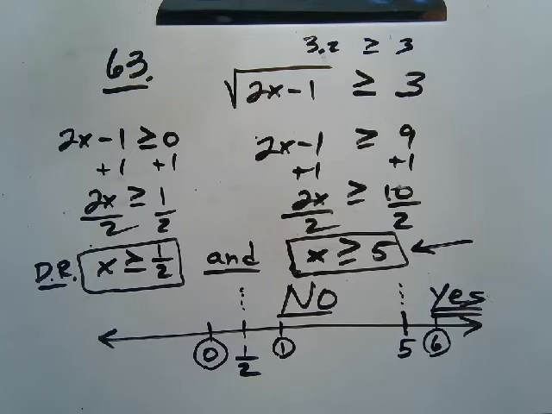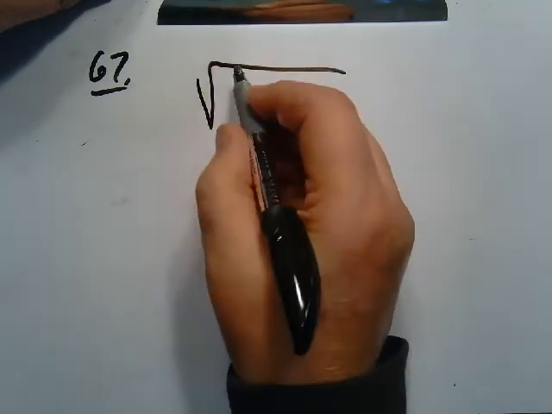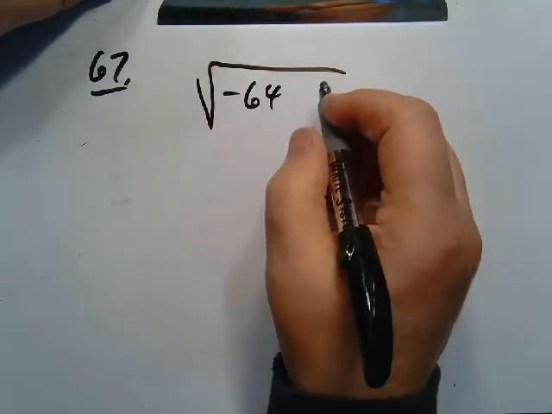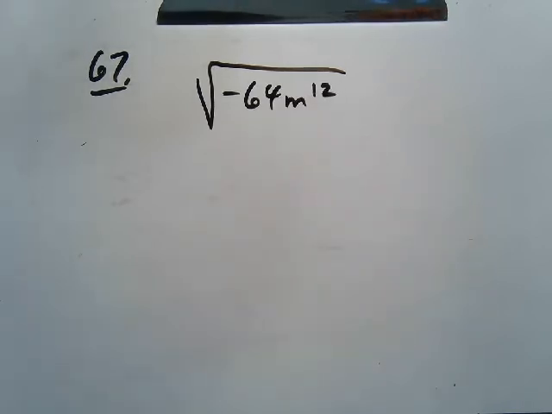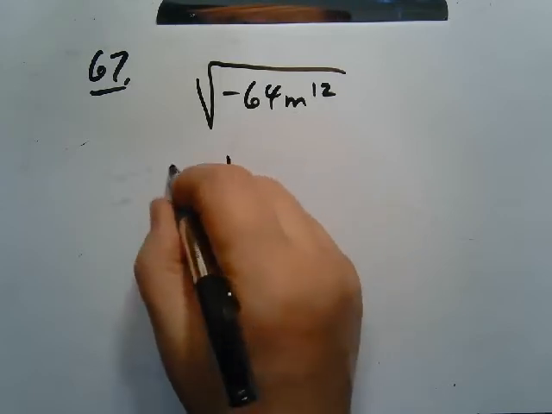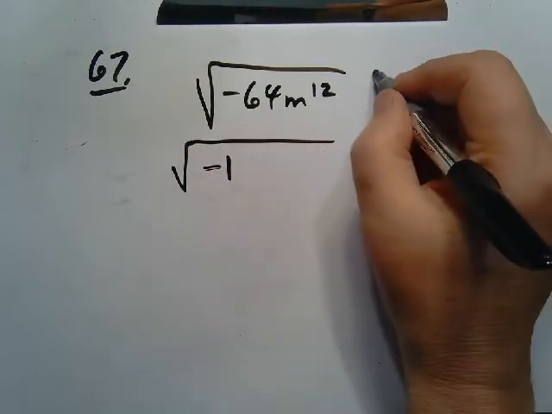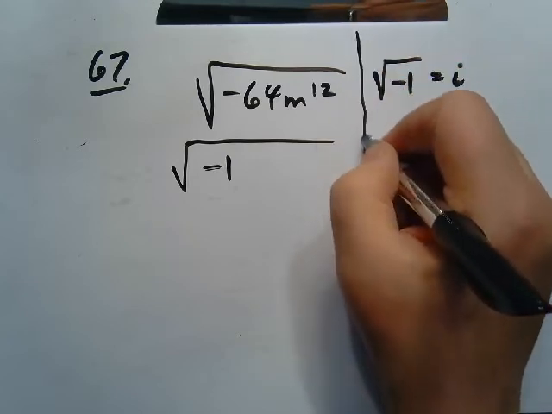All right, let's go through the last section here. This is a section on complex numbers, which we just went over a couple days ago. This is the square root of negative 64 m to the 12th. Since this is a square root, I want to find all the perfect square factors of each of these numbers. And I can see that negative 1 is a perfect square. Remember that the square root of negative 1 is equal to i. Remember that.